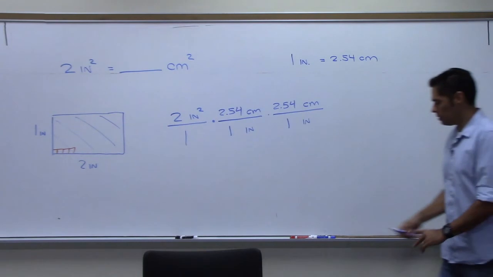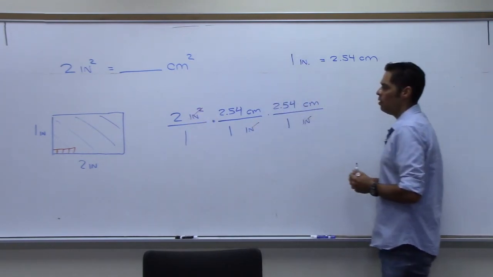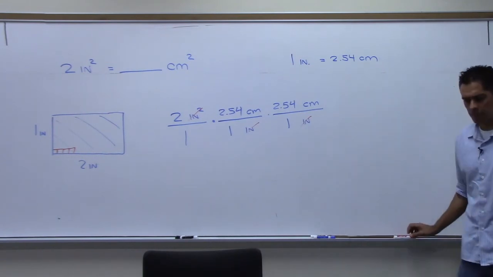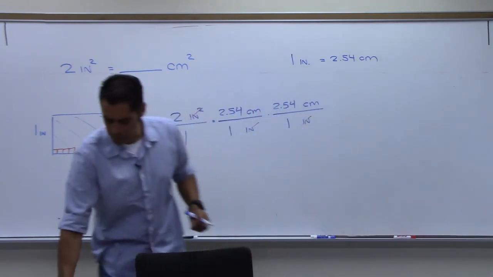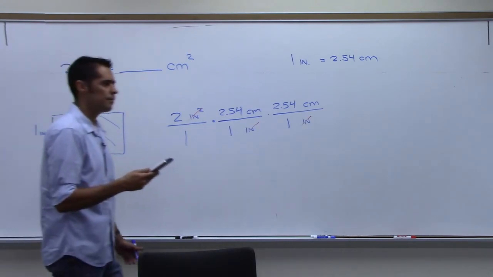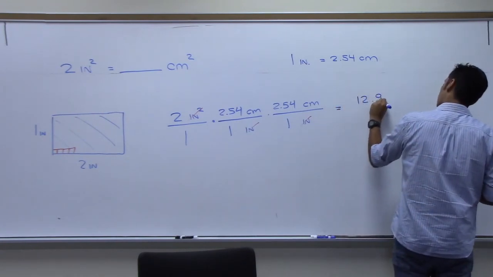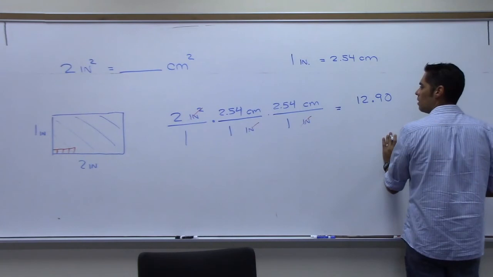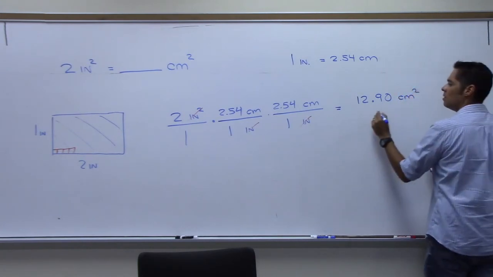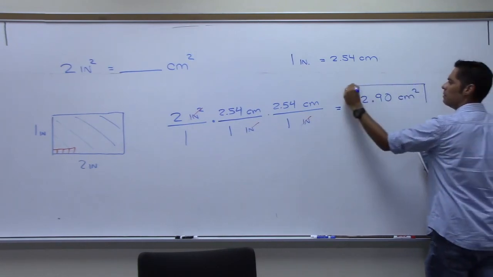And now cancel out your units, inches, inches, inches squared, and multiply everything across the top. So 2 times 2.54 times 2.54. 12.90, something like that. 12.90, we'll just go with that. Centimeters squared over what? 1, so this is good.